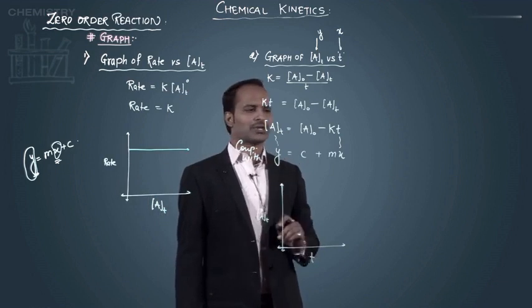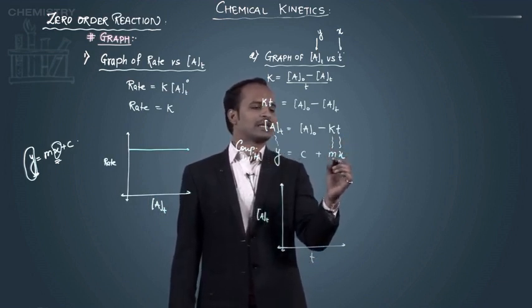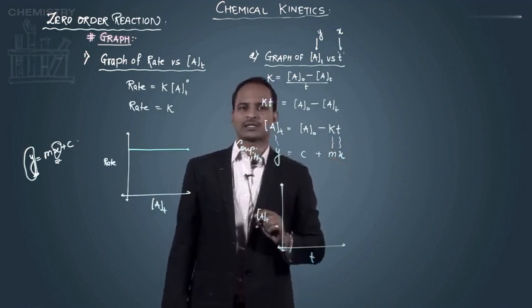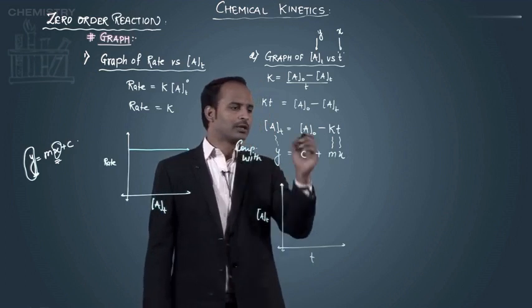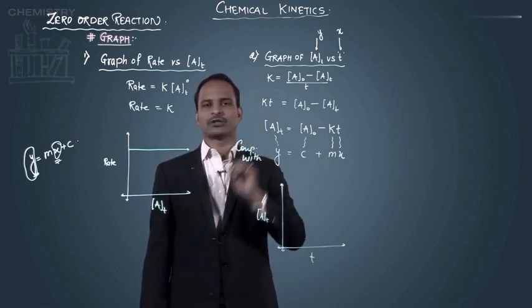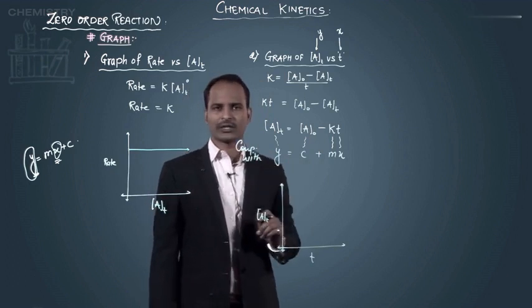Since this main equation is like y is equal to mx plus c, the nature of the graph is going to be a straight line. The value of m is minus k, that is the slope is negative, and a negative slope means the straight line is going to be from top to bottom. And here we have the value of c also. C is the y-intercept, so a naught is going to be the y-intercept.